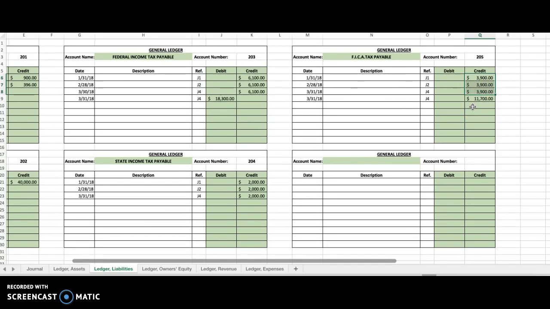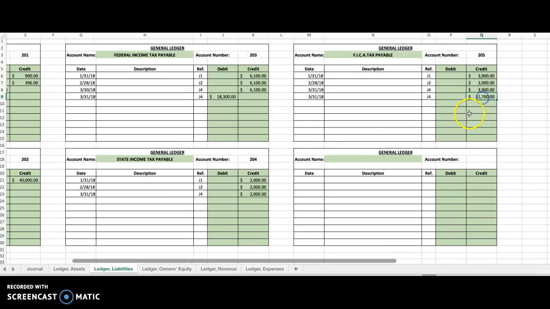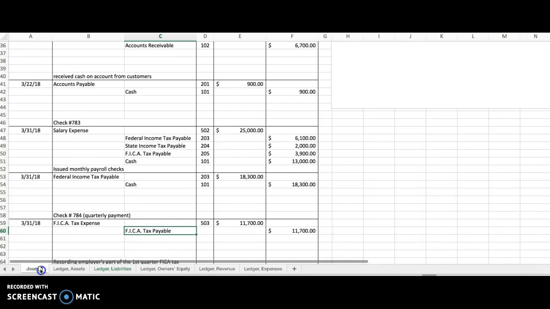I don't do this every month. I do it just at the end of the quarter. I figure out how much the business would have to pay, which is the business half, $11,700. And this is account 205. And back here in the journal, 205. So that records the business part of it. Now, that was not part of your original problem, but this is something the accountant would have to know to do at the end of each quarter.